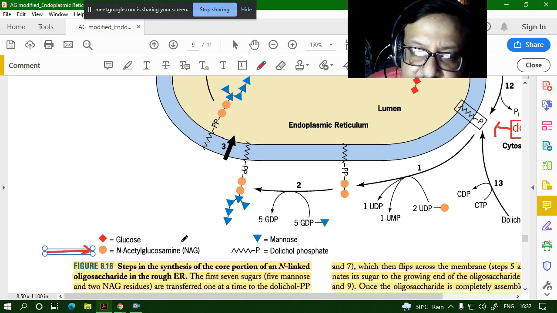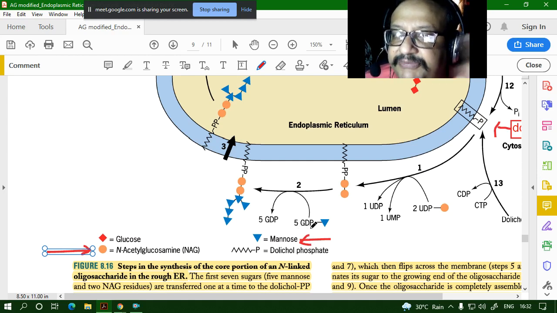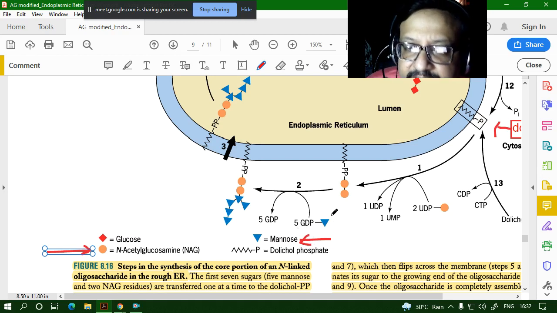Next step, see this blue triangle is nothing but a mannose. Five steps take place, five take place one after the other consecutively. So five GDP mannose, GDP is attached to this mannose. They are hydrolyzed and it forms five GDP molecules come, and this is attached to this particular dolichol phosphate, to N-acetyl glucosamine and these mannose residues.